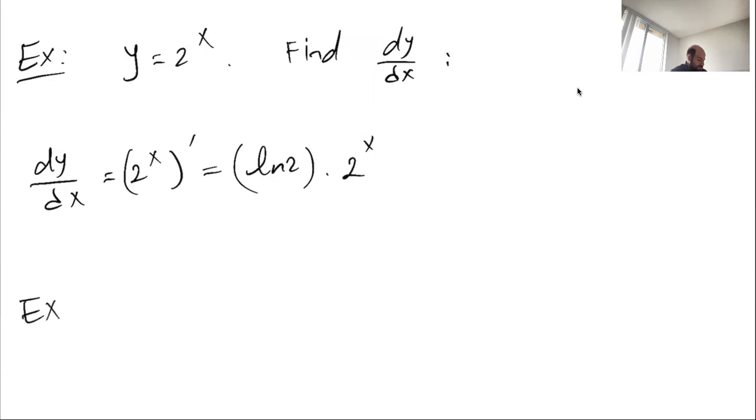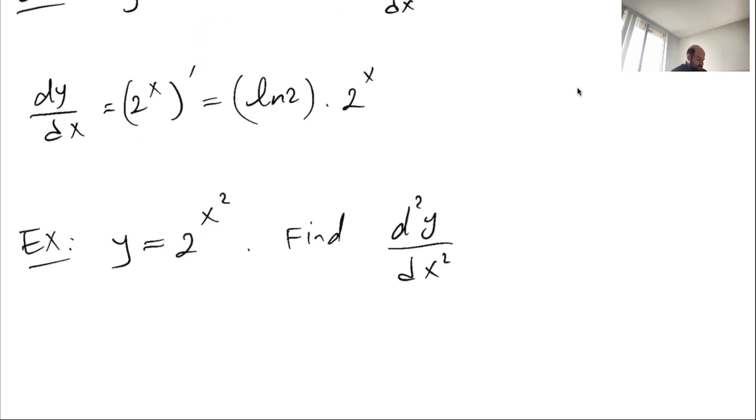Another example, again, y equals, this time, 2 to the power x squared. Find d squared y over dx squared. So d squared y over dx squared is Leibniz notation for the second derivative of y. How can I find the second derivative of y? First, I need to find the first derivative of y, and then differentiate one more time to find the second derivative of y. So what is the first derivative of y?